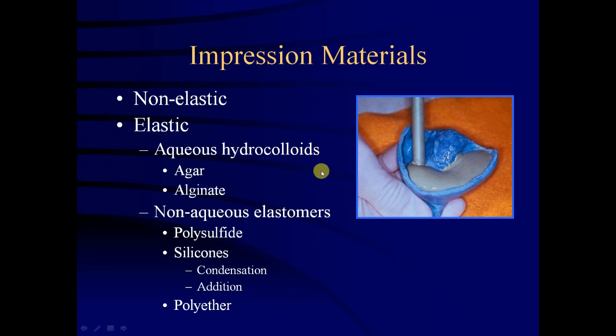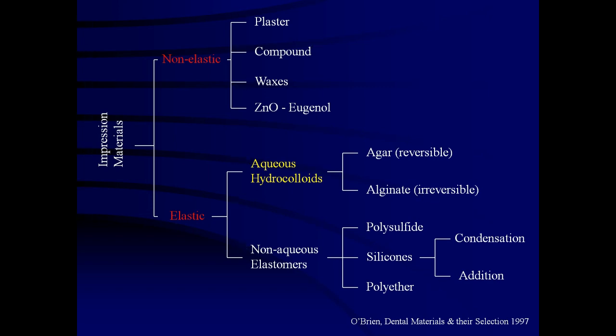Coming on to the impression materials, they are elastic and non-elastic. In elastic, it includes aqueous hydrocolloids, which include agar-agar and alginate. Non-aqueous elastomers include the polysulfides and the silicones, which are further divided into condensation silicone, addition silicone, and the polyether. It is a very important chart, a very important classification according to elastic and non-elastic impression materials.